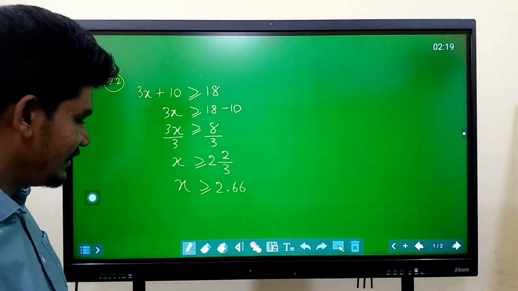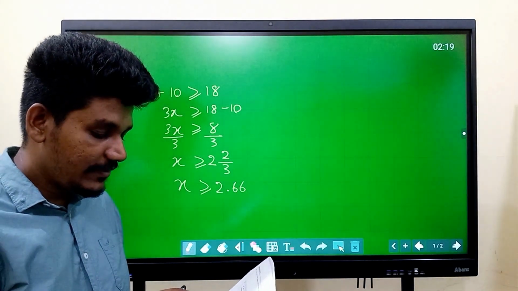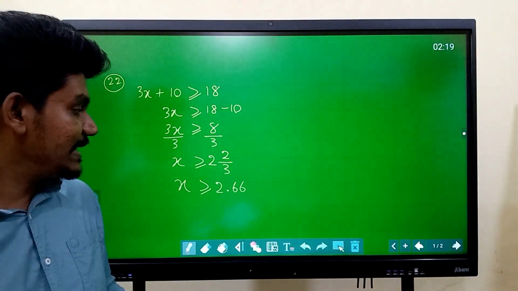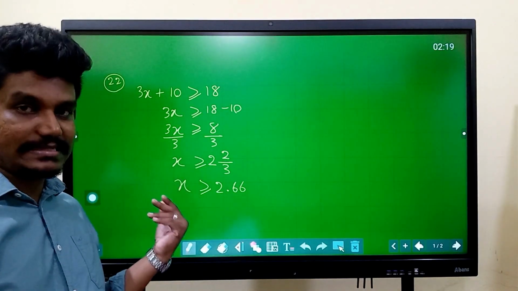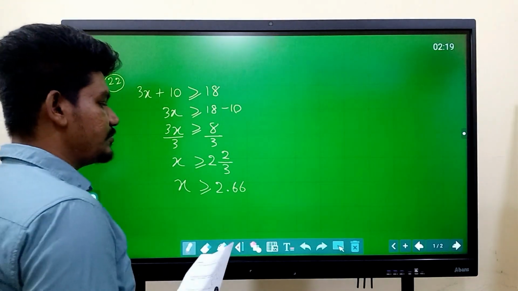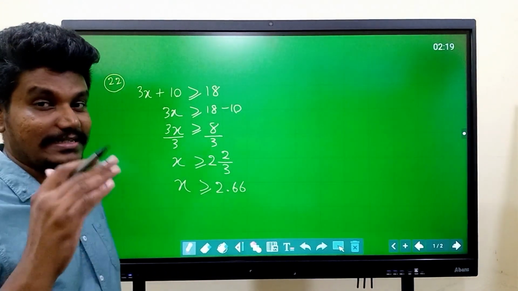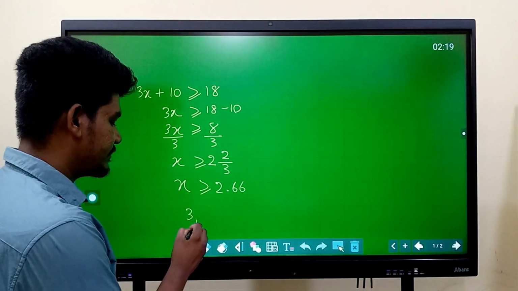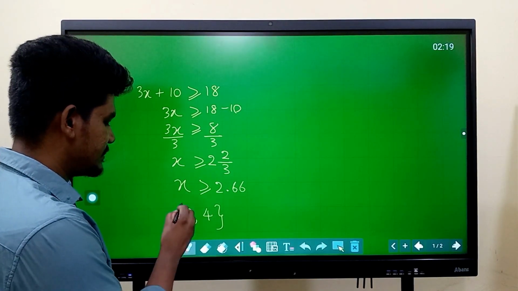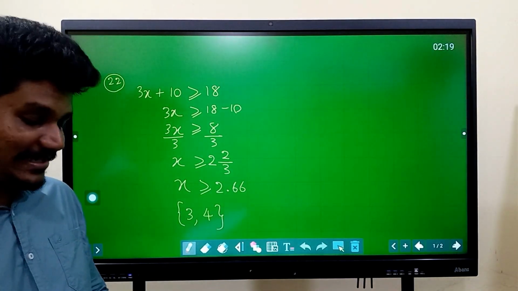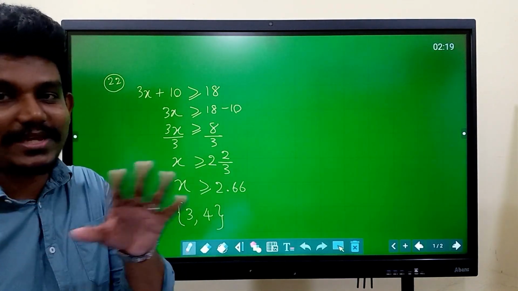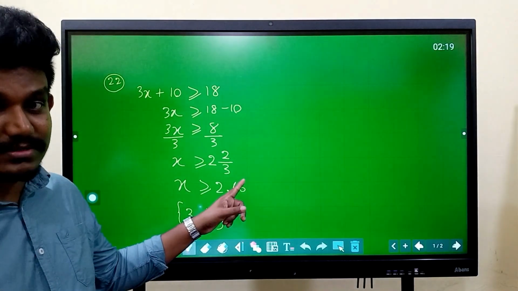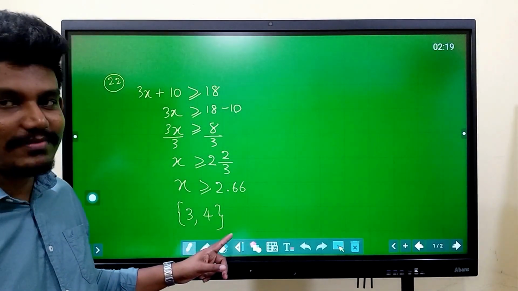Now we have to find the solution. Find the positive integral solutions which are less than 5. Then what are the solutions? It should be greater than 2.6 something, right? Then the nearest whole number above 2.6 should be 3. We can take 3 and 4 as the solutions. That should be the answer, 3 and 4 only, because it says less than 5. You cannot go for the value 5. These are the answers. 1 mark for simplifying that inequality, 1 mark for writing the two values.